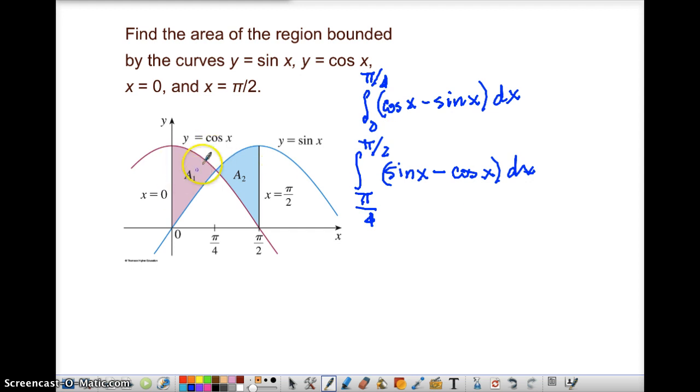But something else that you might notice, they sure look like they're the same shape. And in fact, they are. So if I found this region, I could just multiply it by 2 to get the total shaded region. So let's just do that.